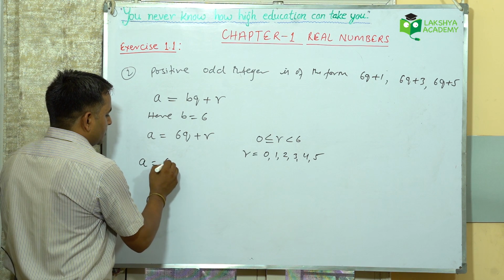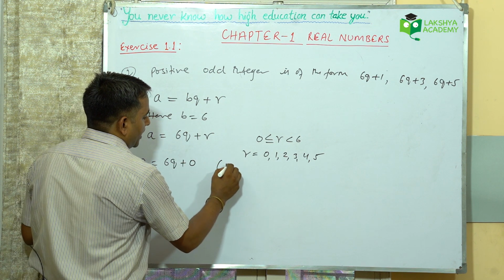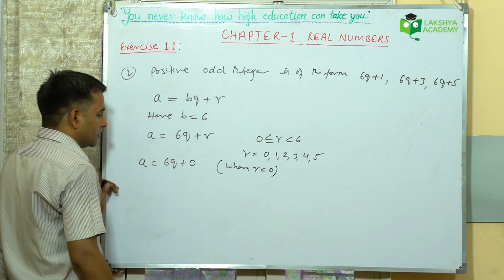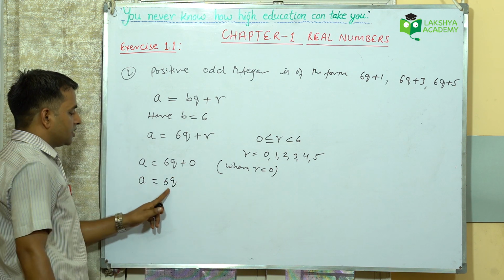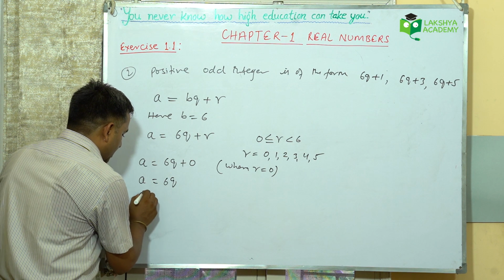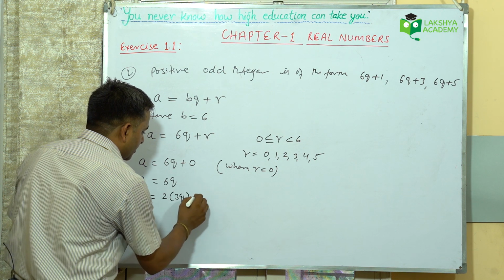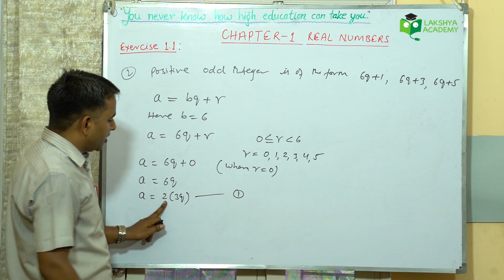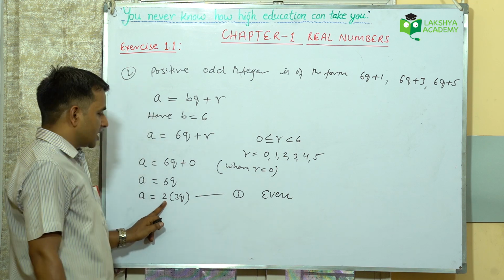So a equals 6q plus 0 when r is equal to 0. So a equals 6q. So this is not an odd number because it is divisible by 2. We can write it down, a equals 2 times 3q, equation number 1. So this is divisible by 2, so it is not odd, it is an even number. So we are getting the even expression.